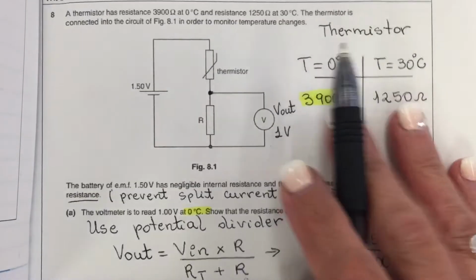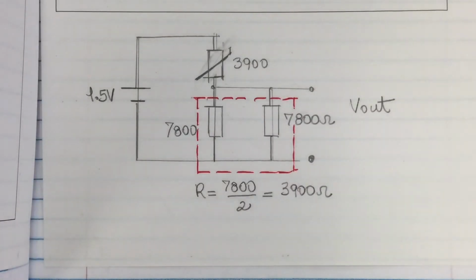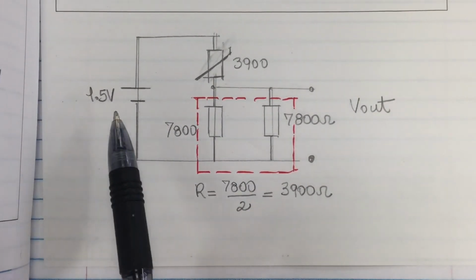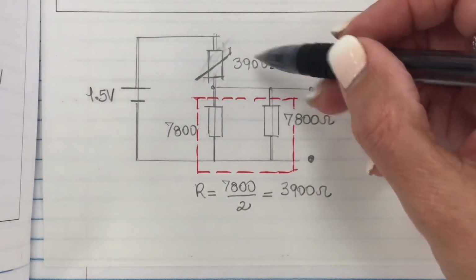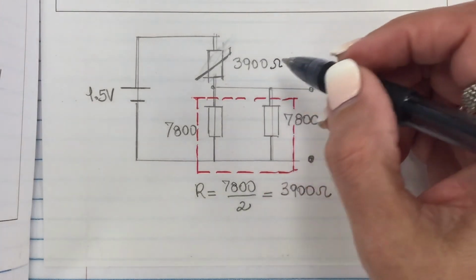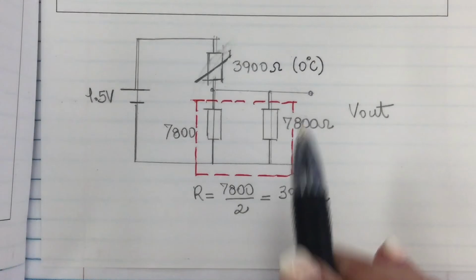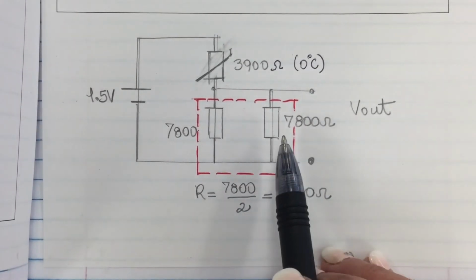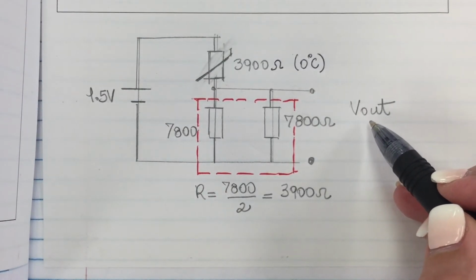So 0 degrees Celsius is 3,900 ohms. So right here, we have in front of you the whole circuit, the whole story. So 1.5 volts, this is your thermistor, 3,900 ohms, because this is at 0 degrees Celsius. And now the voltmeter is being replaced by another resistor with the same value. And what will be now the output voltage?